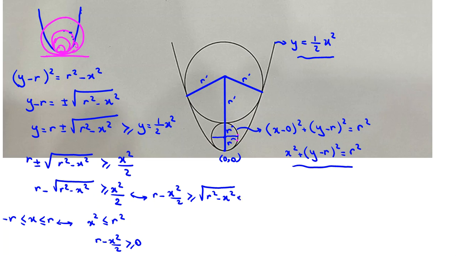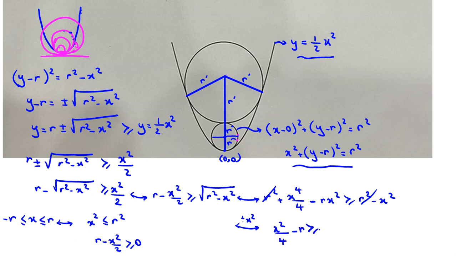Now, if we raise both sides to the power of 2, we have r squared plus x to the power of 4 over 4 minus 2 times this, which will be r x squared, greater than or equal to r squared minus x squared. If we cancel these two things and we divide by x squared, we can say x squared over 4 minus r is greater than or equal to negative 1.